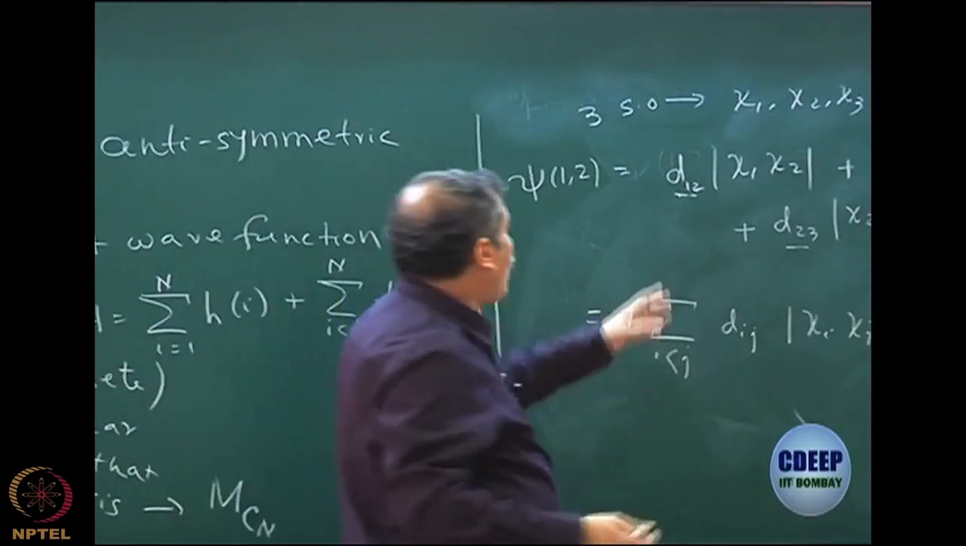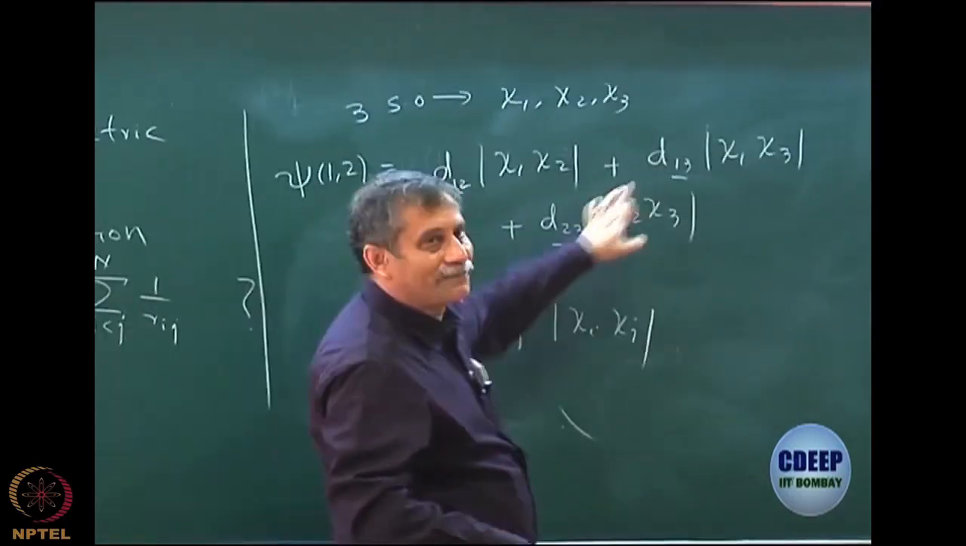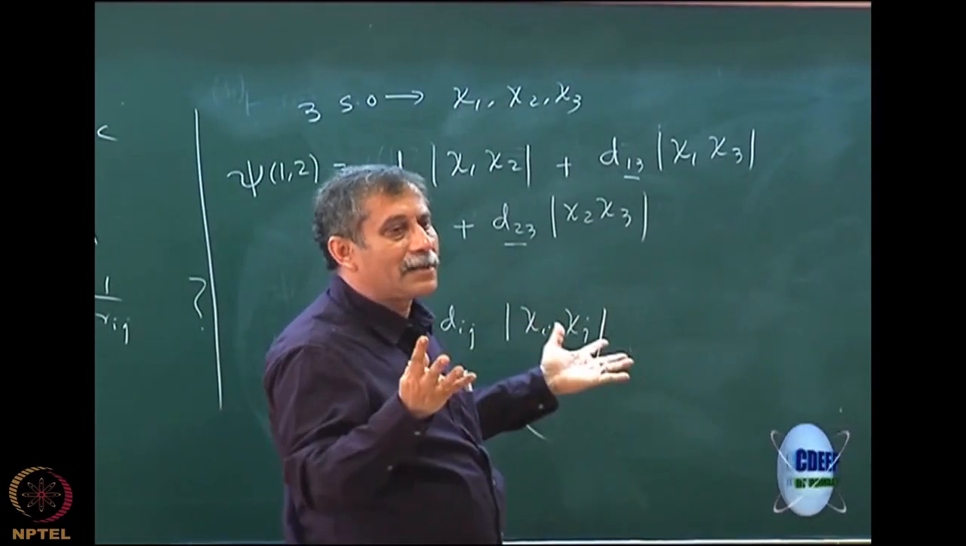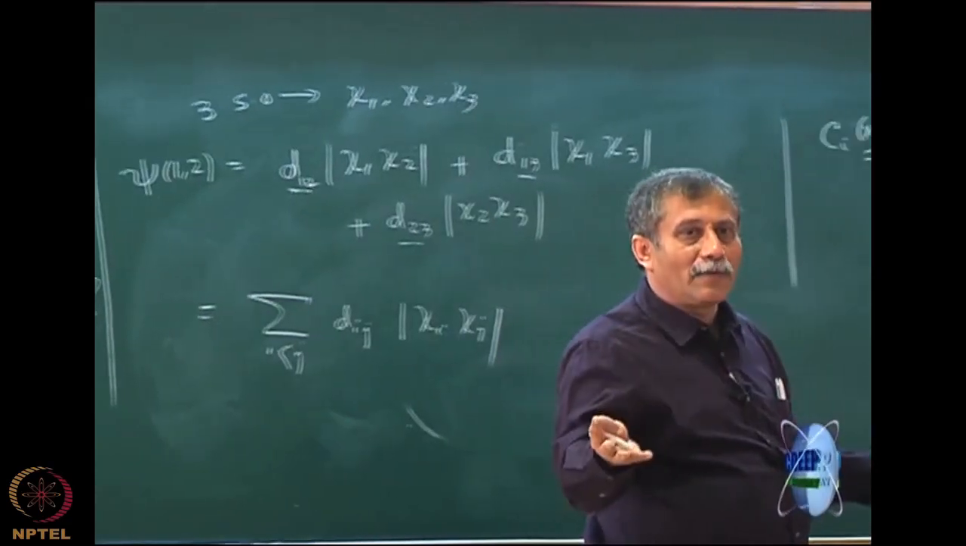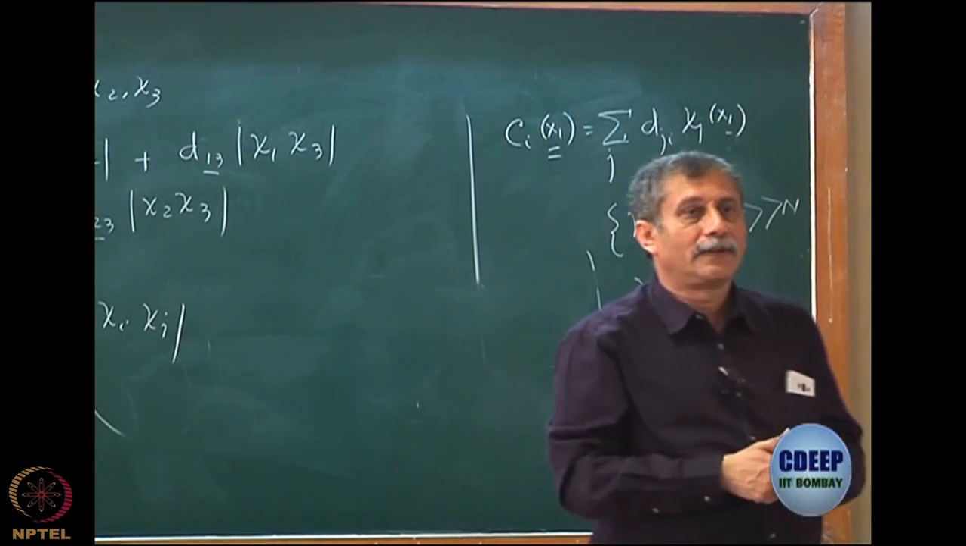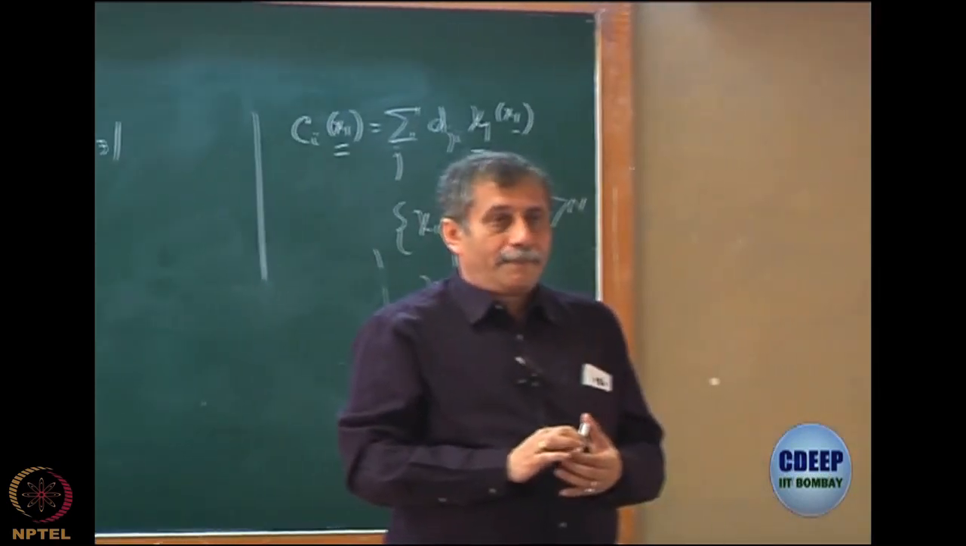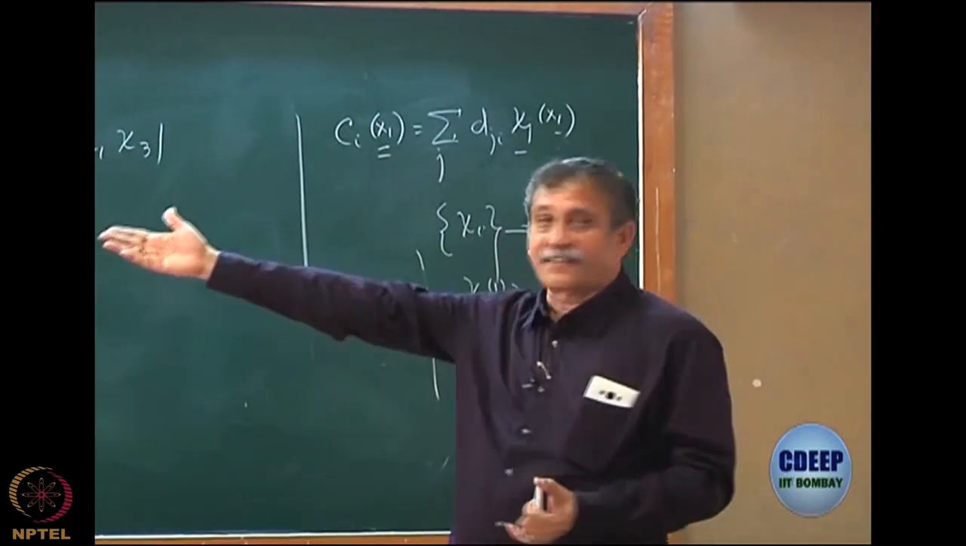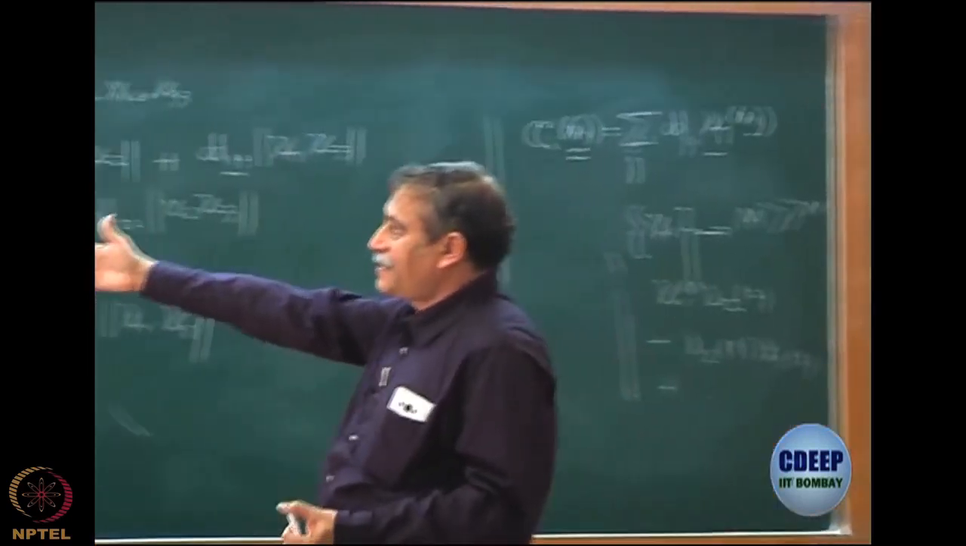Because all it means is that these are numbers. And eventually these numbers have to be found out. So whether you call it D1, 2 or I call it D1, it does not matter. All are determinants. Everything is Slater determinant. Slater determinant is the only basis.